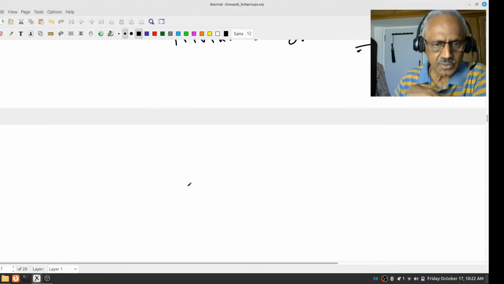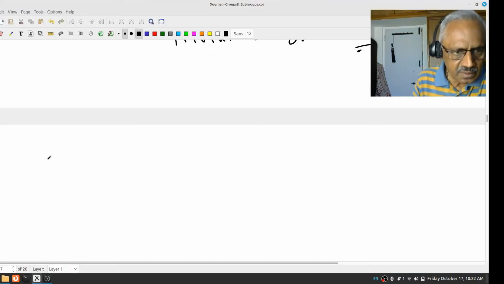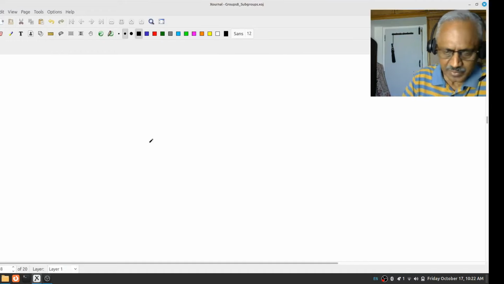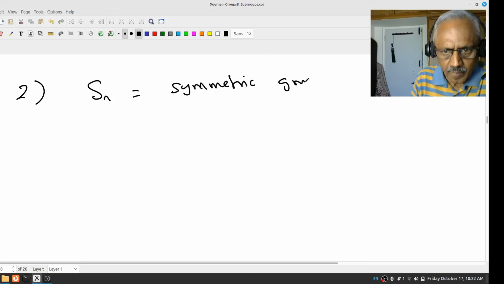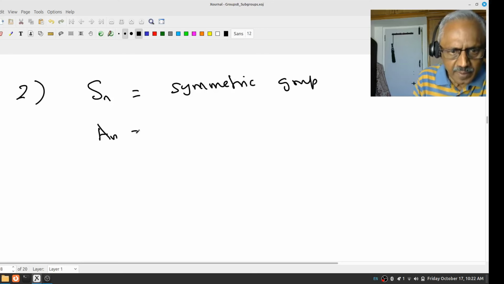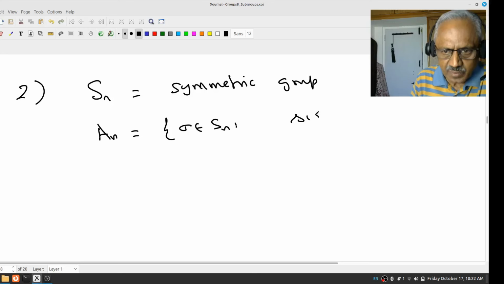The next thing I want to do is, we looked at only additive groups so far. Of course, matrix is not an additive group. Let us look at some of our standard examples. Suppose we look at the symmetric group Sn. Let An be the set of elements sigma in Sn such that sign of sigma is 1. Then I claim An is a subgroup of Sn.